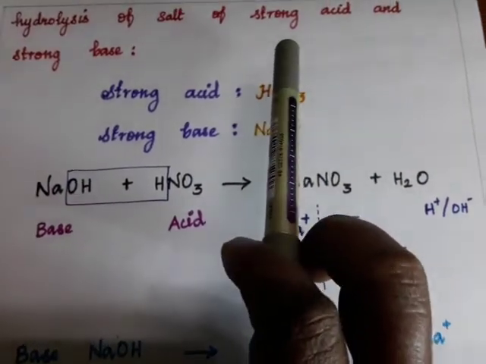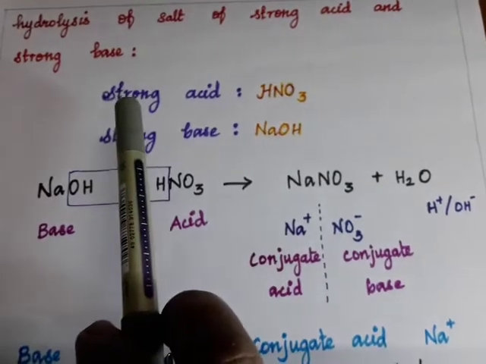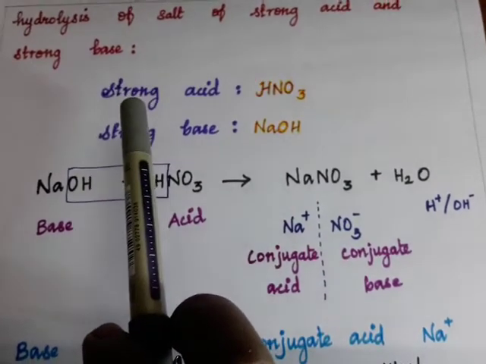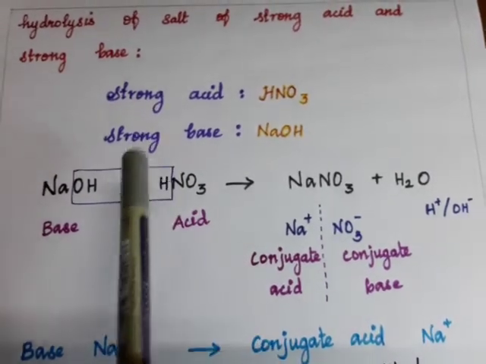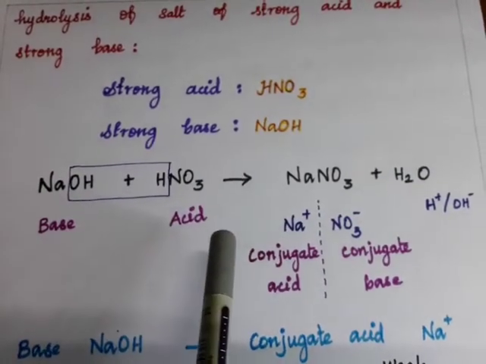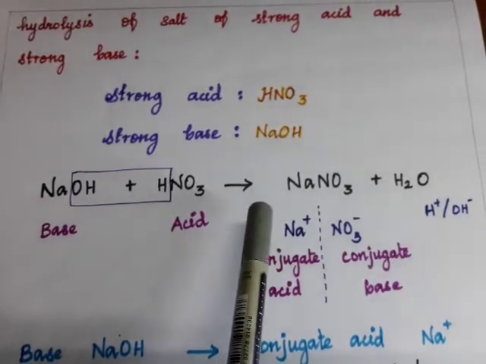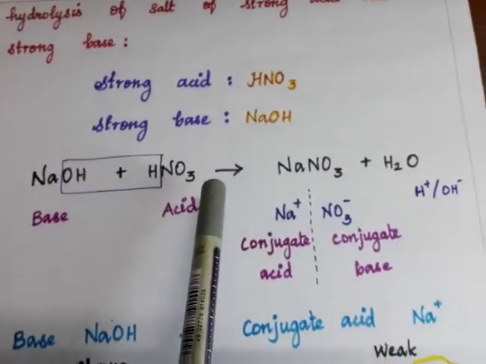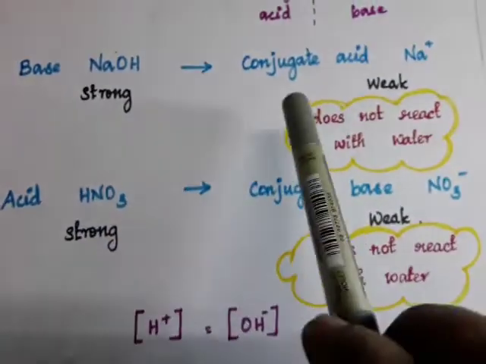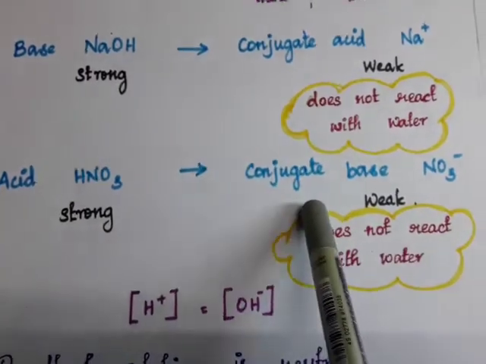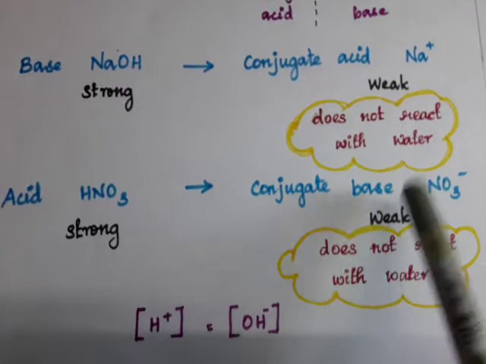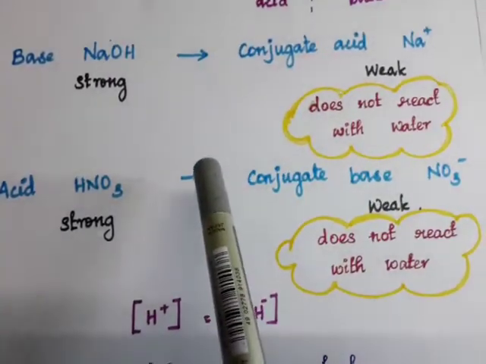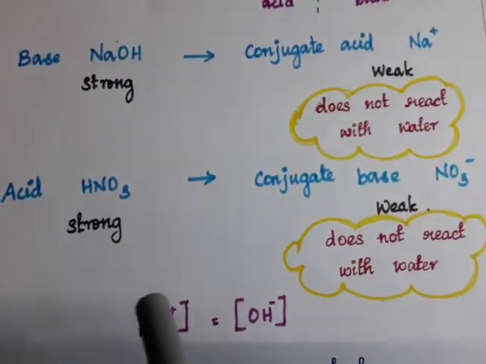So the reaction between strong acid and strong base is an irreversible reaction. The backward reaction is not possible. Backward reaction is said to be salt hydrolysis, right? The backward reaction is not possible because both the conjugate acid and conjugate base are weak. If it is weak, it does not react with water, so it won't give the backward reaction.